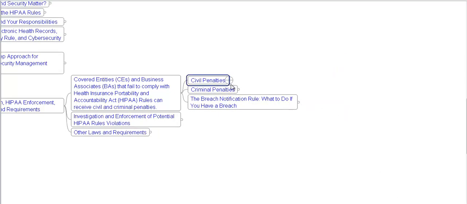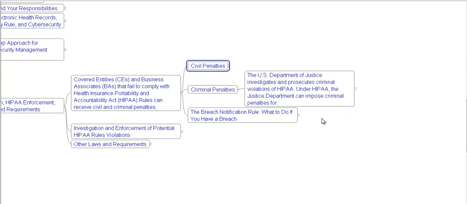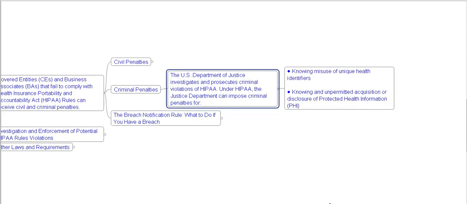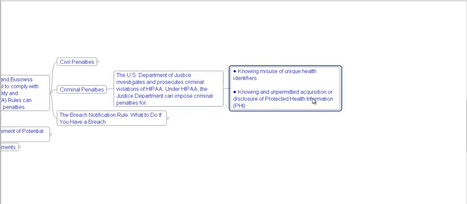Criminal penalties. The U.S. Department of Justice investigates and prosecutes criminal violations of HIPAA rules. Under HIPAA, the Justice Department can impose criminal penalties for knowing misuse of a unique health identifier, and knowing unpermitted acquisition or disclosure of protected health information.